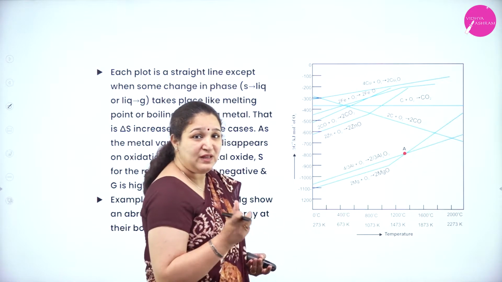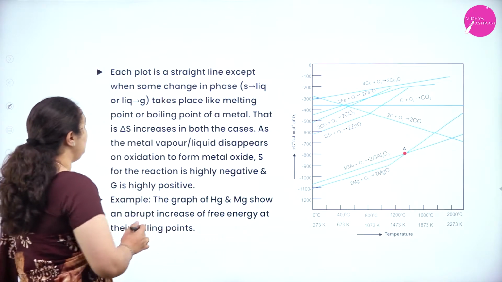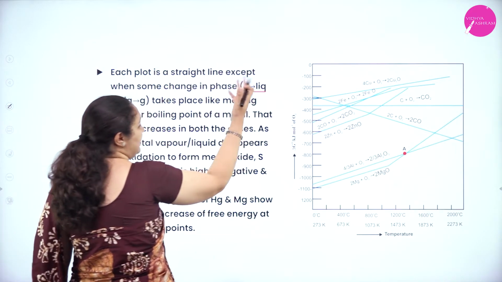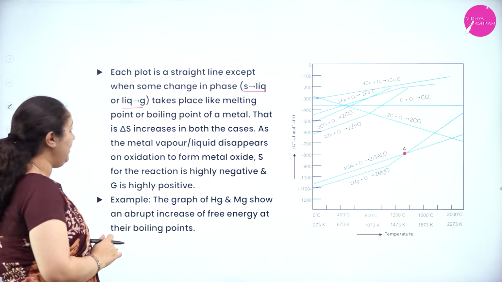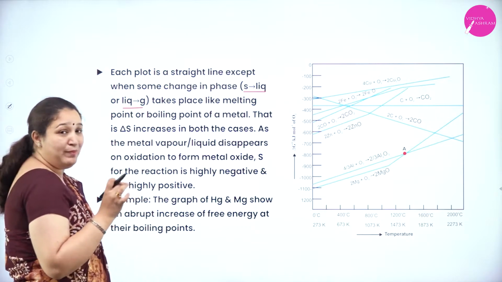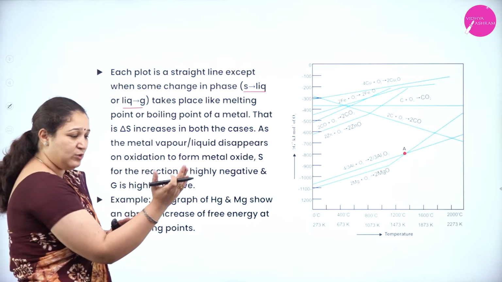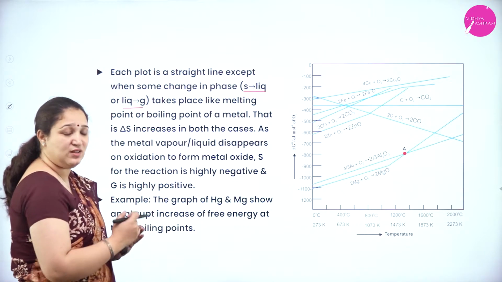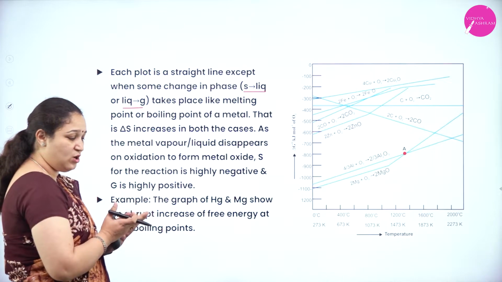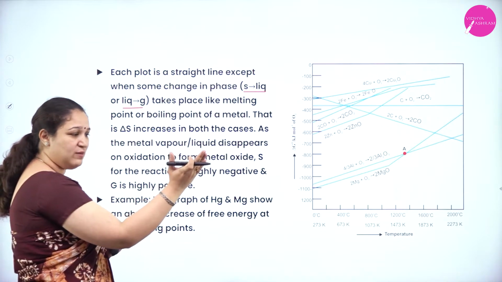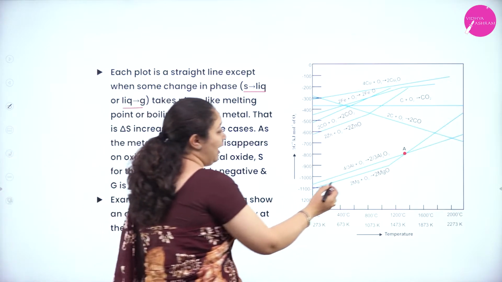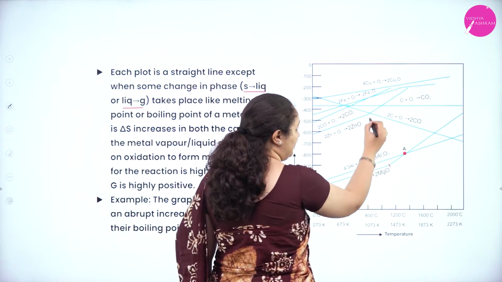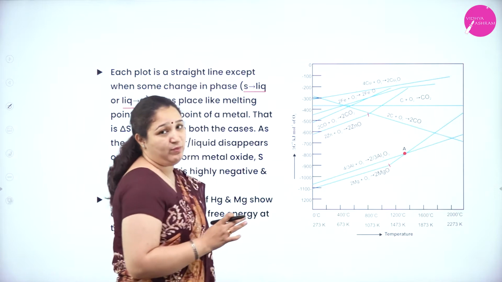That is, when a solid is getting converted to a liquid, or a liquid is getting converted to a gas. That is at its melting point and the boiling point. You can see that sudden change in the line. It is not going straight up. Suddenly there is a change in the angle, and that point will be either the melting point of the metal or the boiling point.